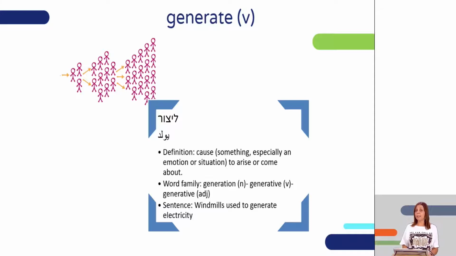We have another word here, which is generate. Generate is a verb. If you look at the image, we have 3, then they turn into 9, then they turn into 12, or whatever. So here we have, what do you mean by the word generate? Generate is to cause something, especially an emotion or situation, to arise or to come about. For example, here we have windmills used to generate electricity.